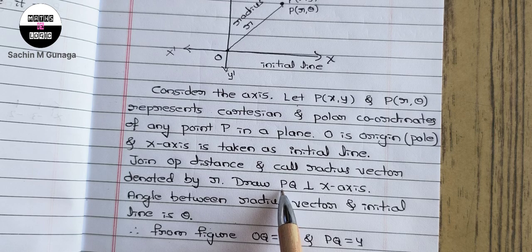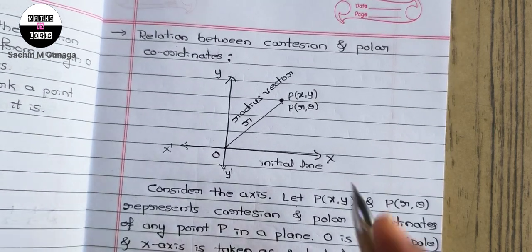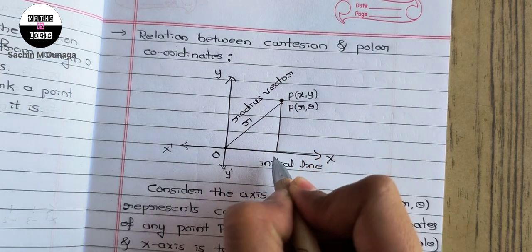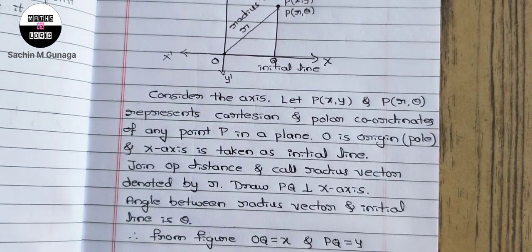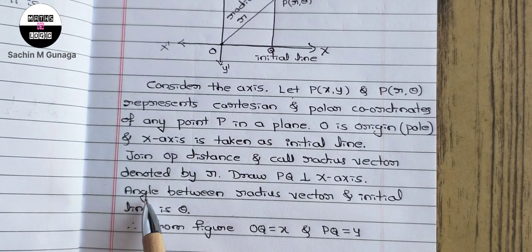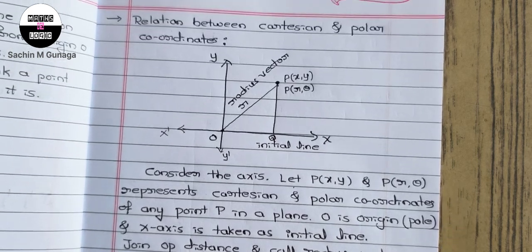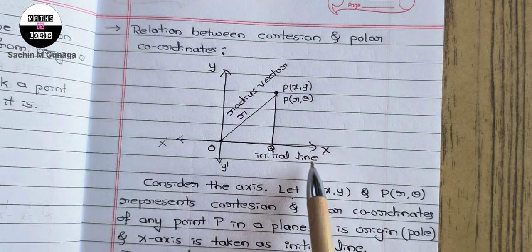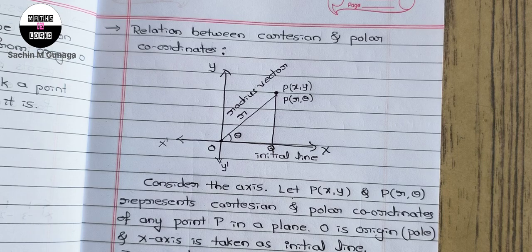After that, draw PQ perpendicular to the x-axis. Next, we need to draw one more line, that is PQ, perpendicular to the x-axis. Next, the angle between the radius vector and the initial line is θ. This angle between the radius vector and initial line I am going to call θ.